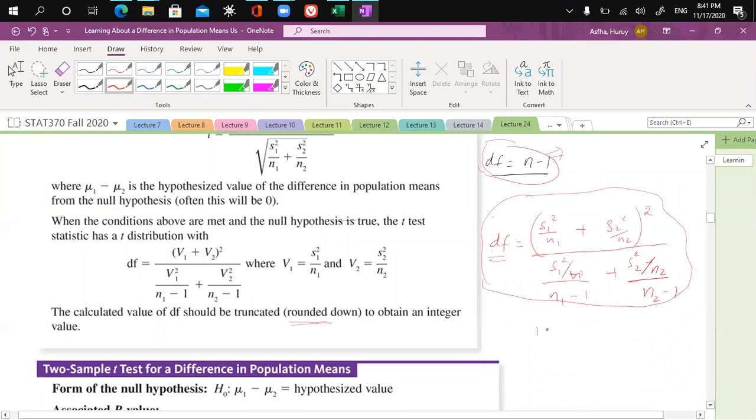So for example, if we have 15.67, then the degrees of freedom becomes 15, okay? We round it down, not up. Remember, when we calculate n using the margin of error, if we get n equal to 20.04, for example, we round it up, we make it 21. So in that case we round it up, but here we round it down.